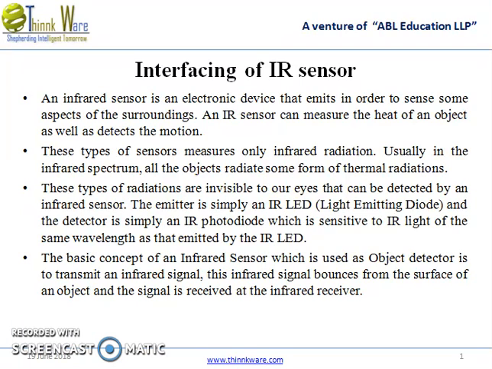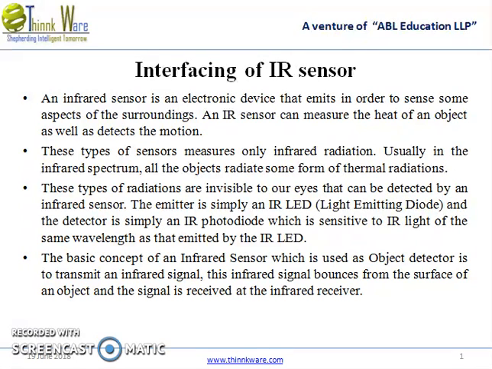Interfacing of IR sensor. An infrared sensor is an electronic device that emits infrared radiation in order to sense some aspects of the surrounding. An IR sensor can measure the heat of an object as well as detect its motion. These types of sensors measure only infrared radiation.